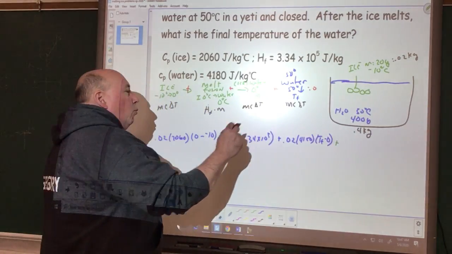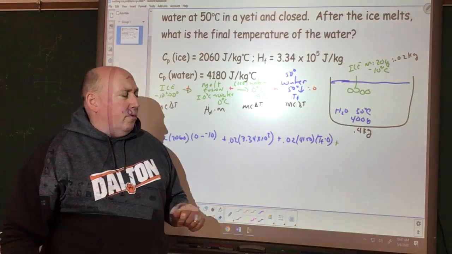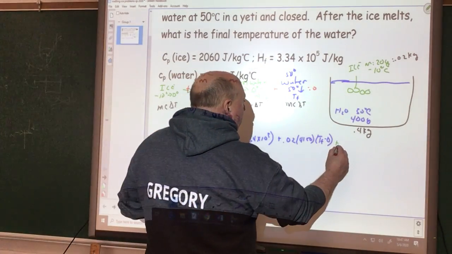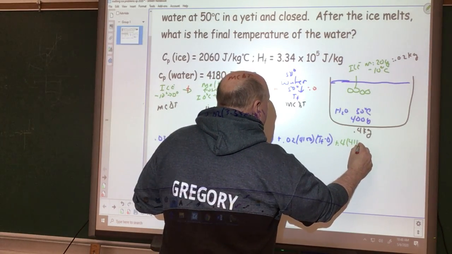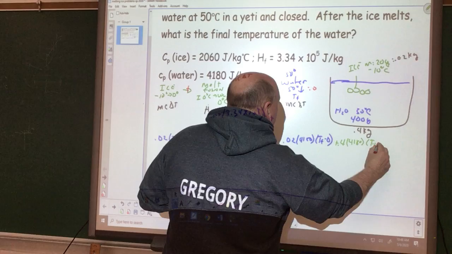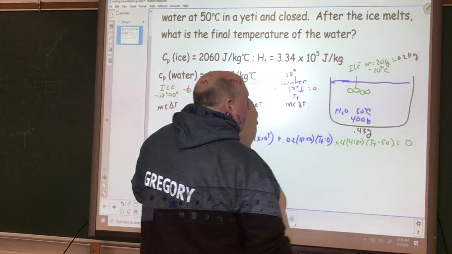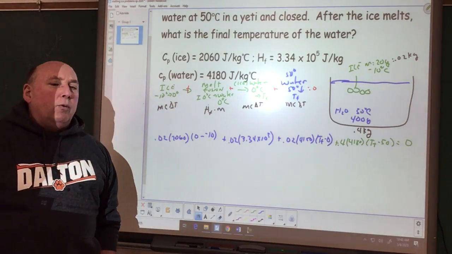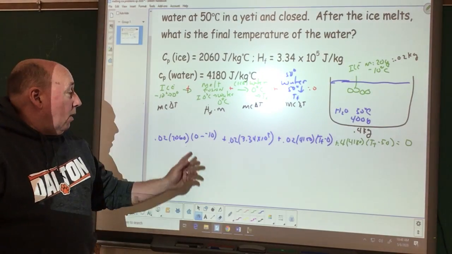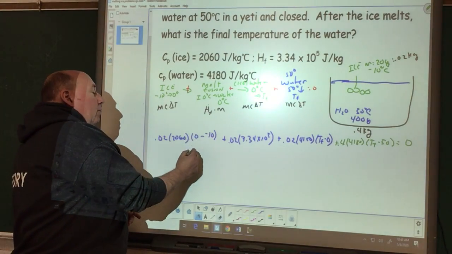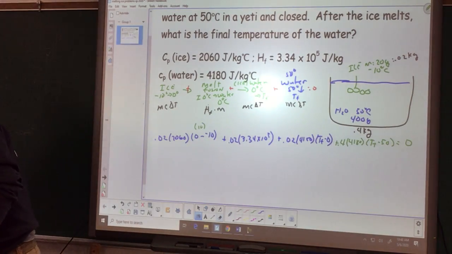And then we have the water that originally was in here goes from 50 down to a final temperature. So we have 0.4, 4180, and T final minus the value of 50. And when we add these up, they should add up to equal a value of 0. Now, once again, we have to watch ourselves. So we have 0 minus 10. This is a value of 10.